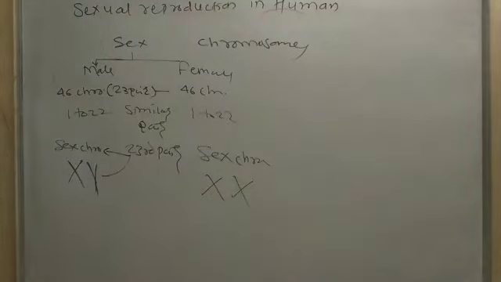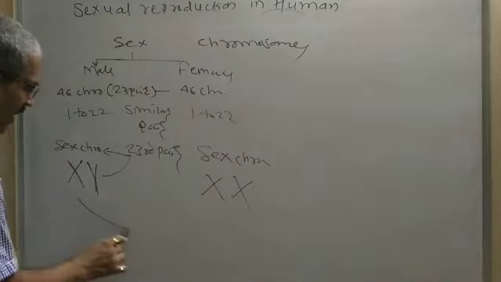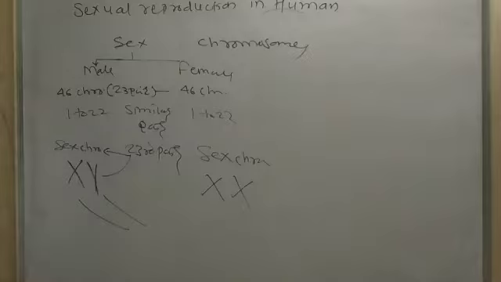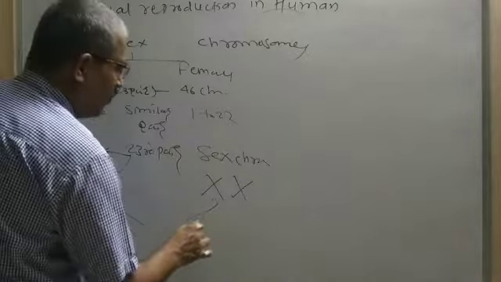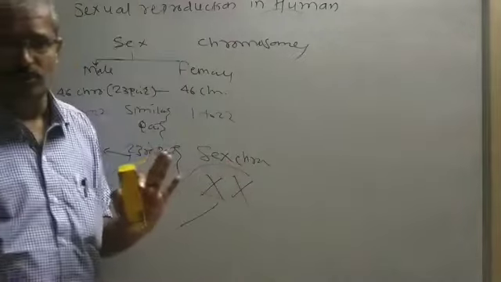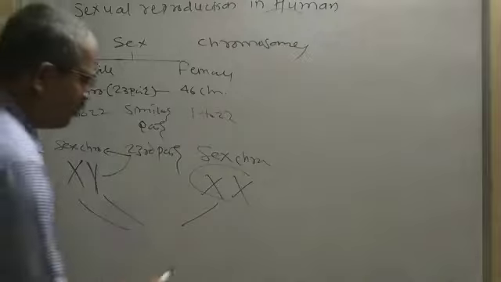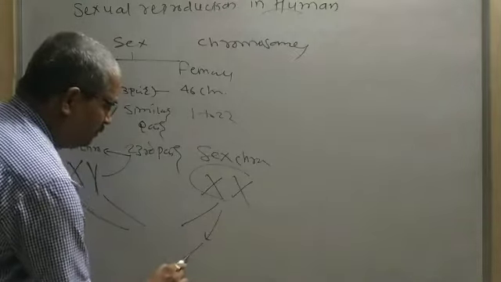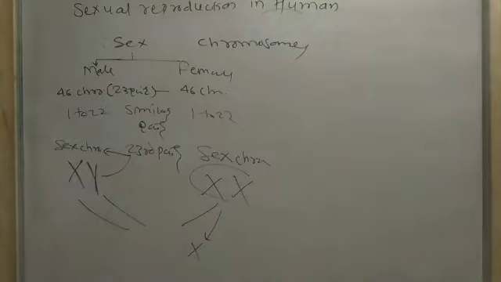So during intercourse, what happens? From the male, either X or Y can come out. And from the female only X can come out, because these are two same kind of chromosomes, XX. X will come out from here, and from the male X can come out or Y can come out.